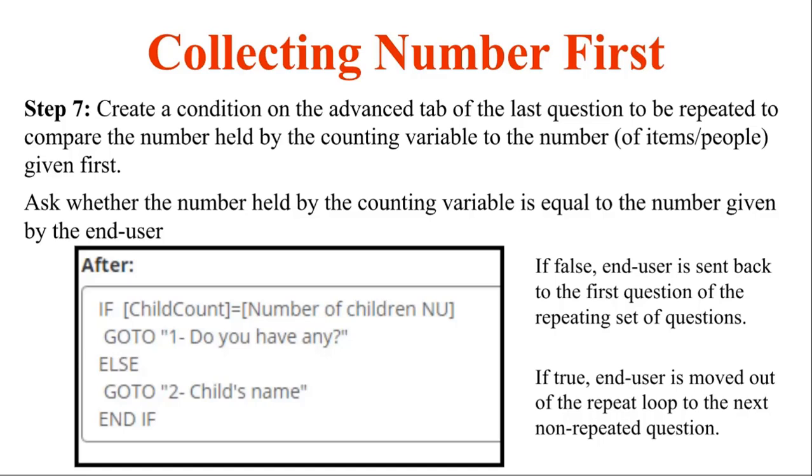Otherwise, if the child count shows they haven't gone through the number of times they said they needed to, send them back to the first question that's to be repeated, which is 2-child's name. So if true, send them out of the loop. If false, take them back to the beginning question of the loop and let them go again, which will set the counter again each time after they hit the continue button.